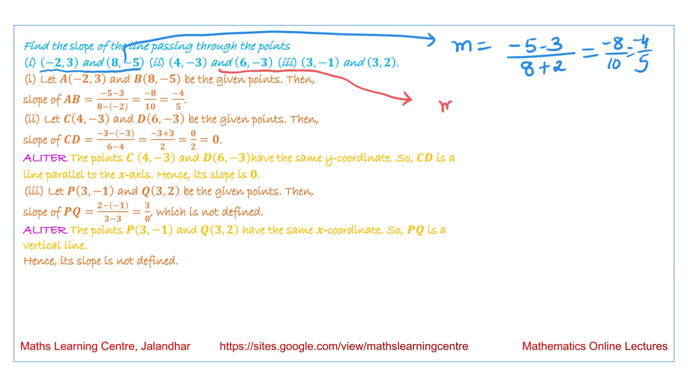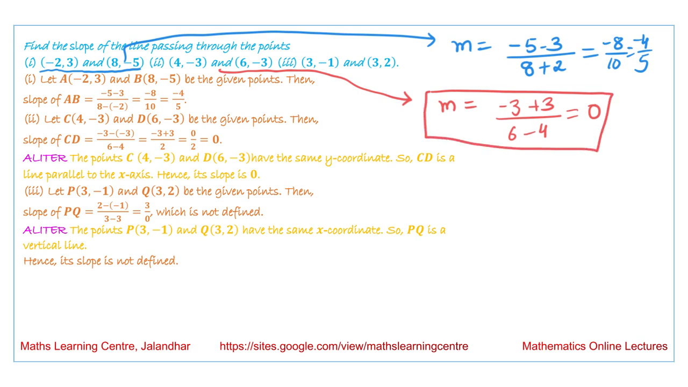Next, in this second case, the value of m is equal to minus 3 plus 3 divided by 6 minus 4, and the answer we obtain is 0. So if the slope is 0, it means that this line is parallel to the x-axis.